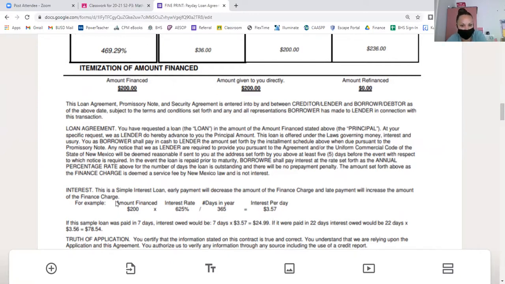So for example, this is an example, sorry. That's if the interest rate were 625%. His interest rate is 469.29%. Remember, most credit cards are going to be 20 to 30%. And so if you need $200, you're better off putting it on a credit card than getting a cash advance, if you have a credit card available to you, because you could pay off that credit card and pay much less than $36 for 2 weeks.